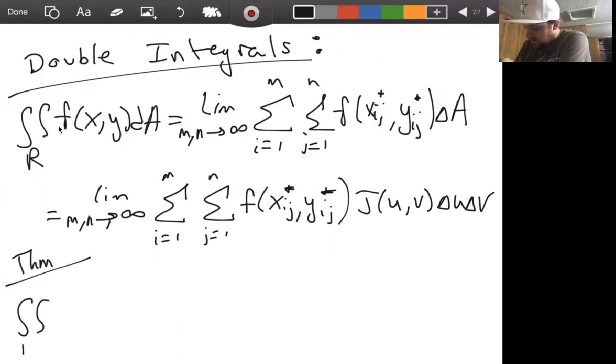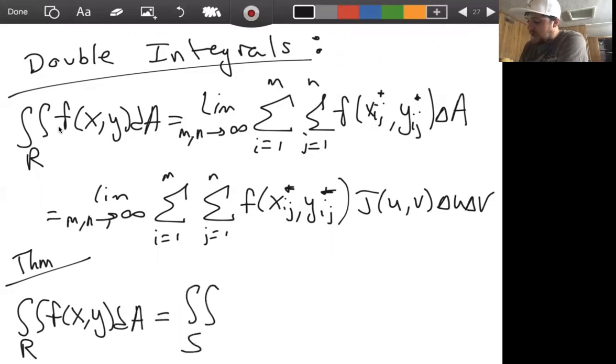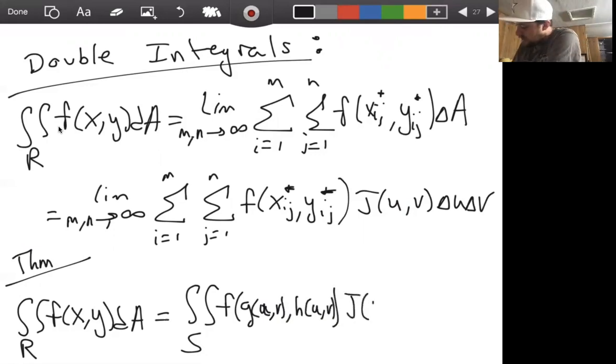that the double integral over the region R of f of x, y dA is equal to the double integral over the region S, over the domain of f of, and now we plug everything in. Over the region R, we're in the variables x, y, but over the region S, we're in the variables u, v. So this is f of g of u, v, h of u, v, times the Jacobian of u, v, du dv.